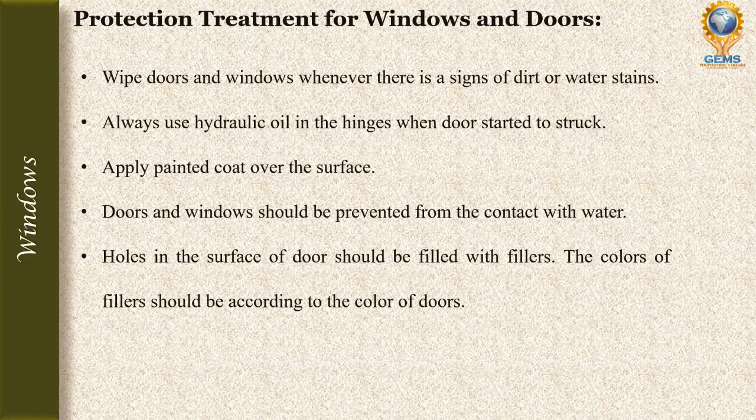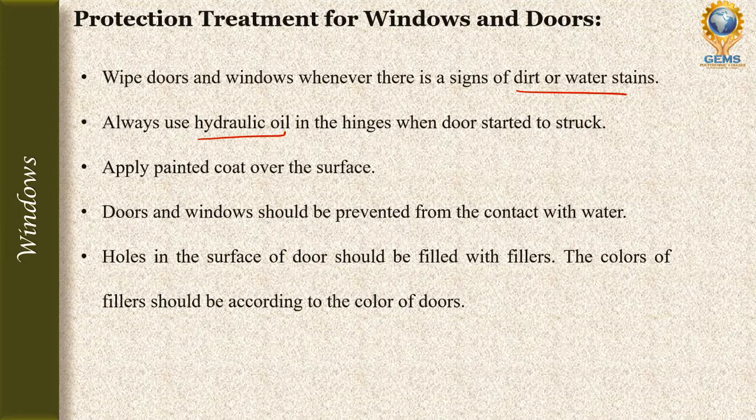Next, what is the protection treatment for windows and doors? If you see any sign of dirt or water stain, wipe the doors and windows. If you see any water marks or dirt, you have to clean it with a cloth. Second, always use hydraulic oil in the hinges. When the door or window gets stuck, we have to use hydraulic oil in the hinges, not some other oils.